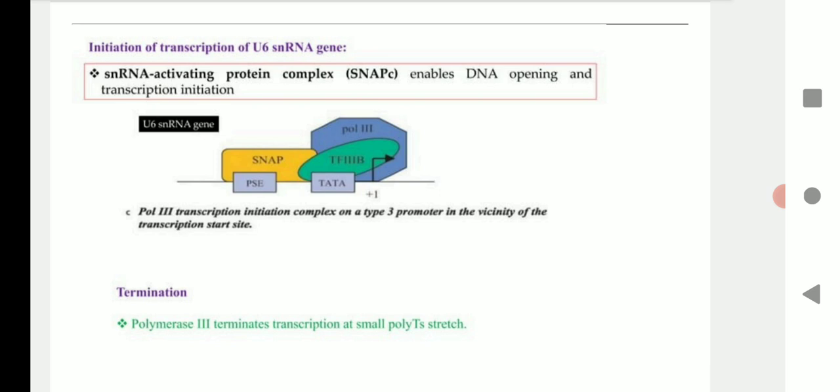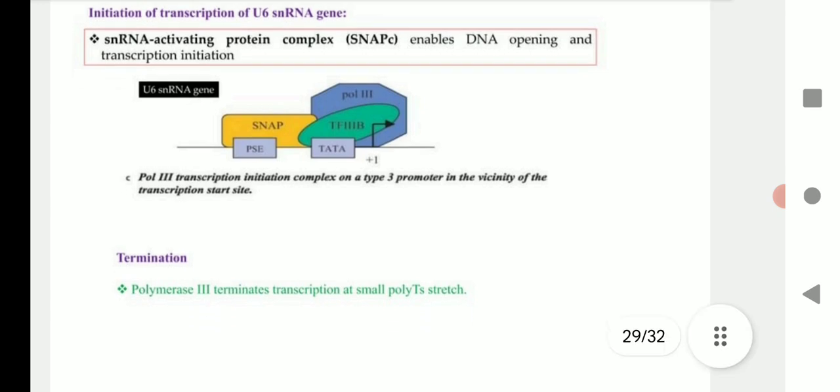The termination. Normally, the polymerase III terminates the synthesis of 5S rRNA, tRNA, as well as U6 snRNA gene by a small poly T stretch. So once the poly T stretch comes, automatically it comes to a termination process in the case of the eukaryotic system.